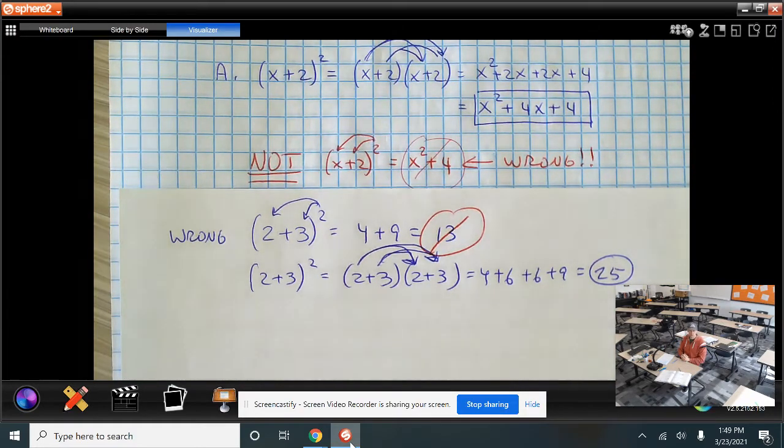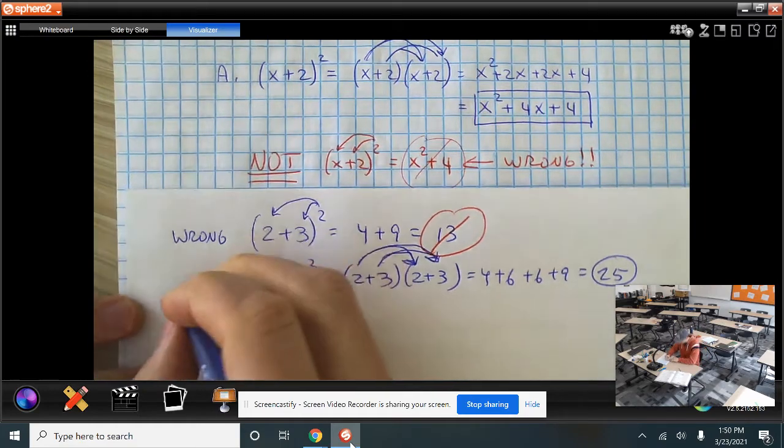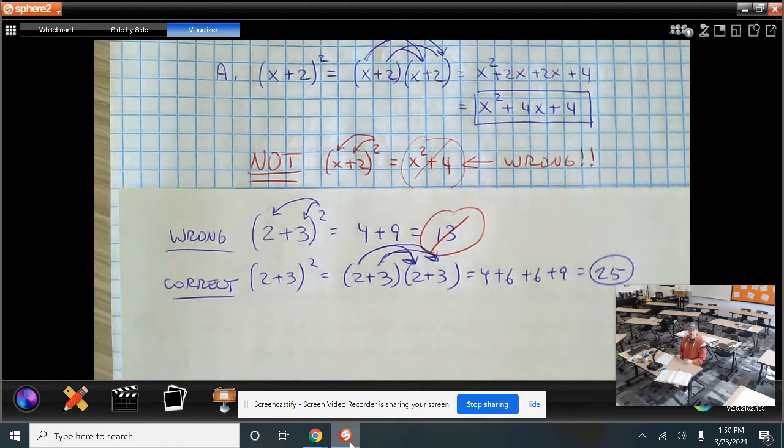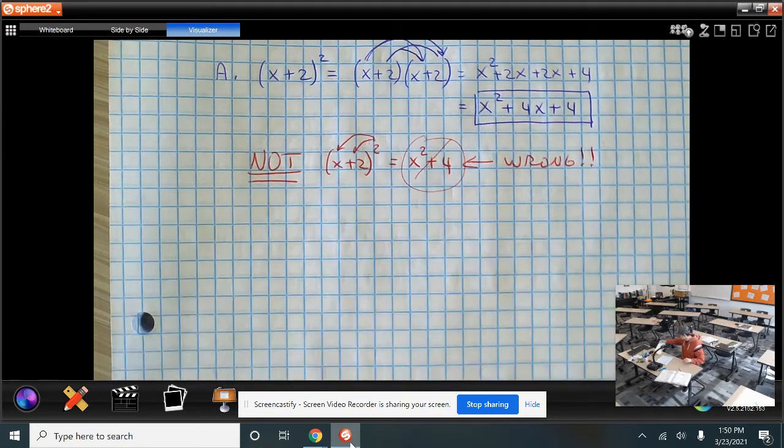So that's how you have to do it. So please do it the correct way. I told you not to write it down, but I suppose that if you want, you can. There's the wrong way. There's the right way. Please do it the right way. Much appreciated. It'll help your grade, too.